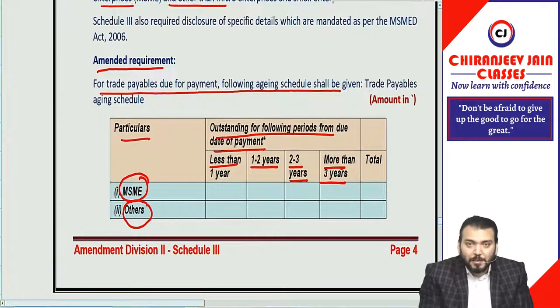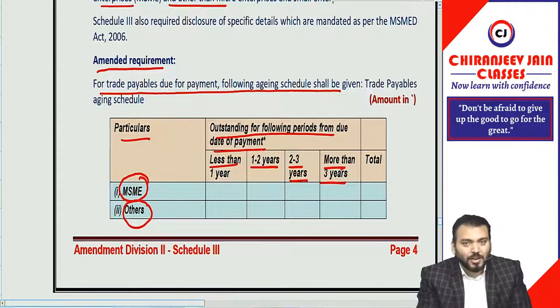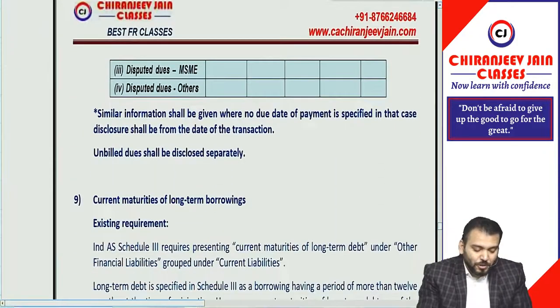You need to prepare one table. They can write trade payable due to MSME, due to others, then outstanding for the following periods from the due date of payment: less than 1 year, 1 year to 2 years, 2 years to 3 years, and more than 3 years, then total. Got it? Yes, sir. This also you have understood.